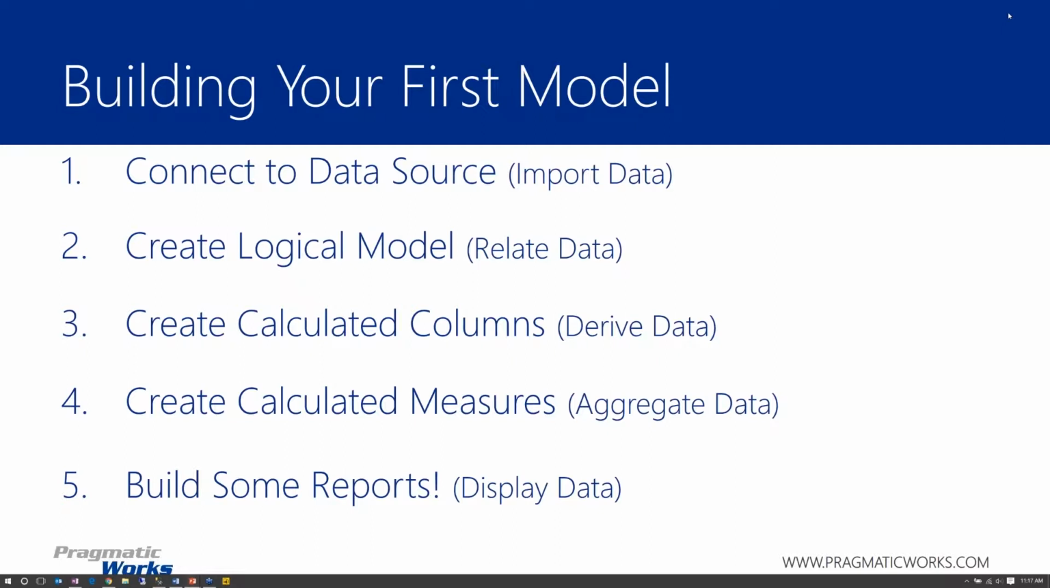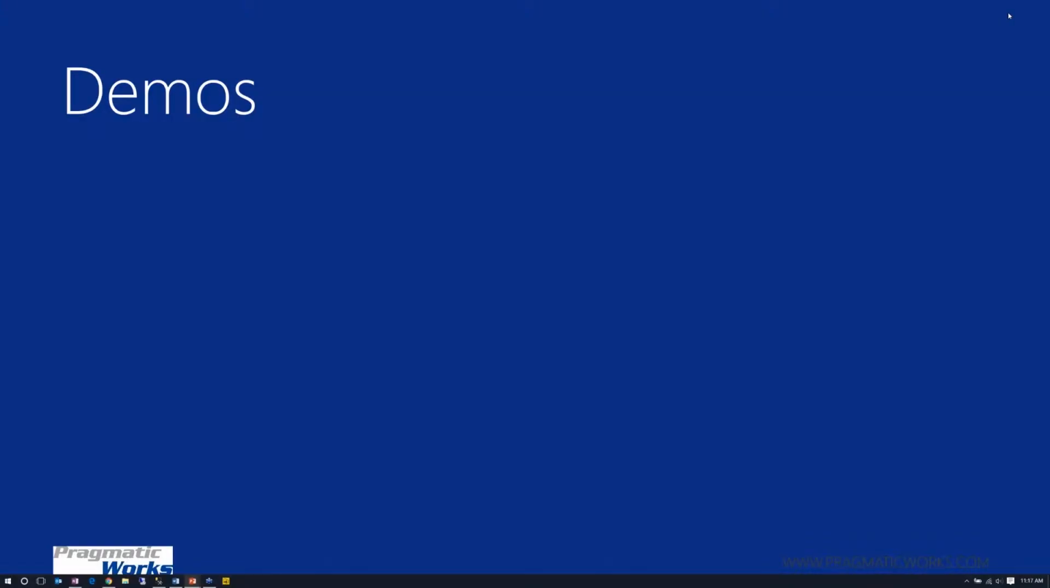And then lastly, build some reports, so display our data. So once we've pulled it in, we've related it, we've added some new derived columns and aggregations, then we're going to display the data on the canvas. So with that, let's jump over to some demos.